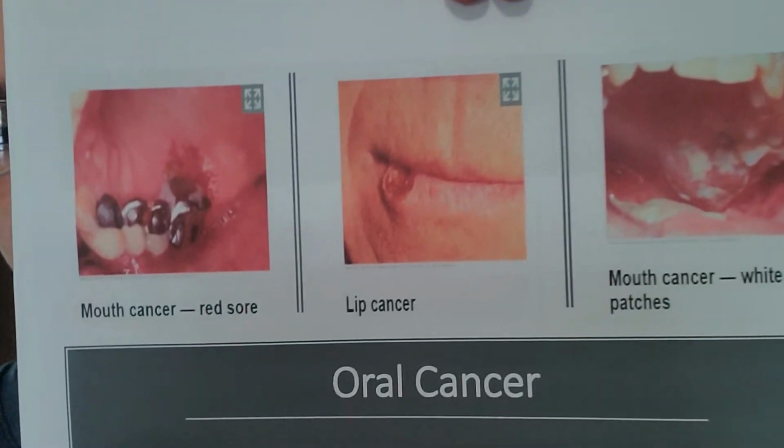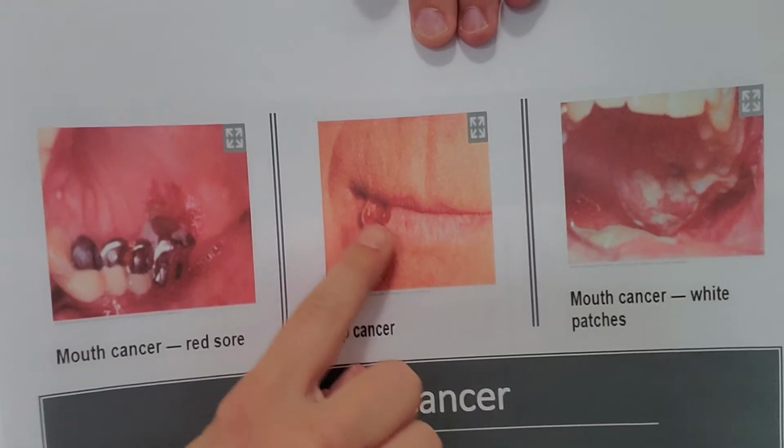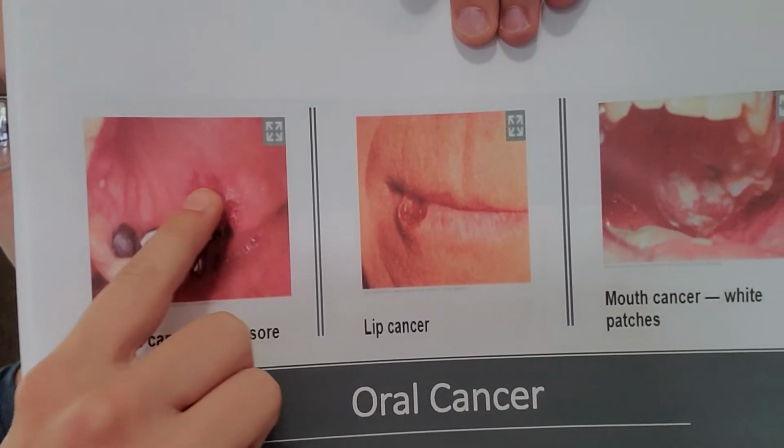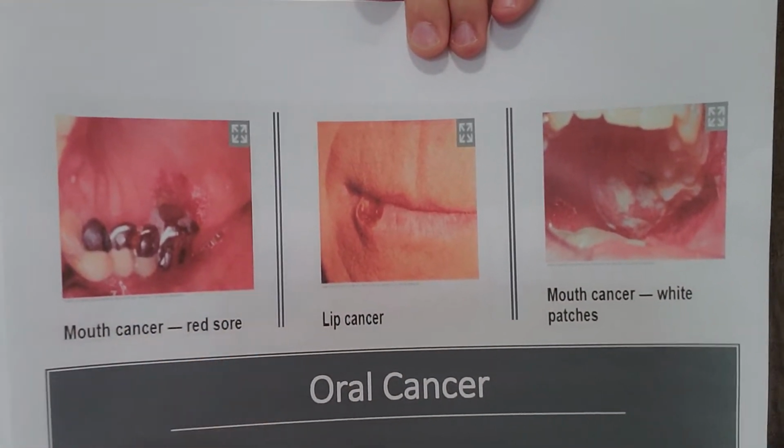Another cause could be poorly fitting dentures. It can cause rubbing and lesions and red and white spotting or patches on the inside of your mouth. Like here, I have a picture of some white patching here. That's a picture of lip cancer. And then some red patching right up there. So these are all pictures of oral cancer and what it can look like and how it gets there.